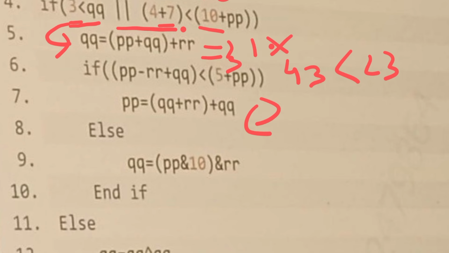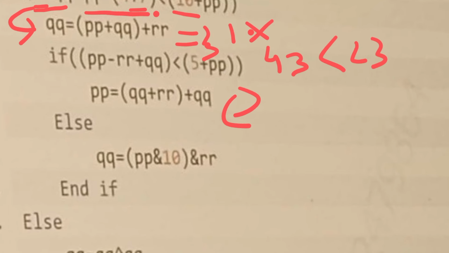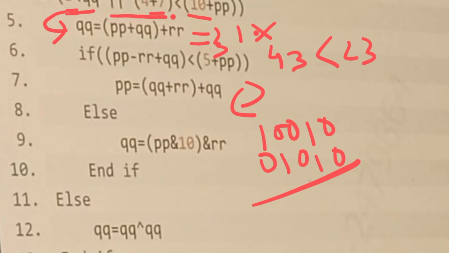So the value of q becomes p and 10. What is the value of p? That is 18. 18's binary representation is 10010, and 10 is 1010. So what will be the AND operation? What I have told is that if one condition is false, then the whole statement is false. If both the statements are true, only in that case will the whole statement be true.